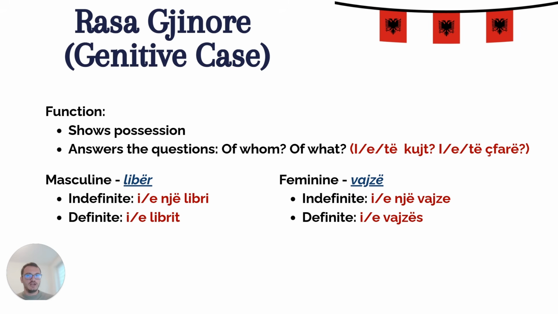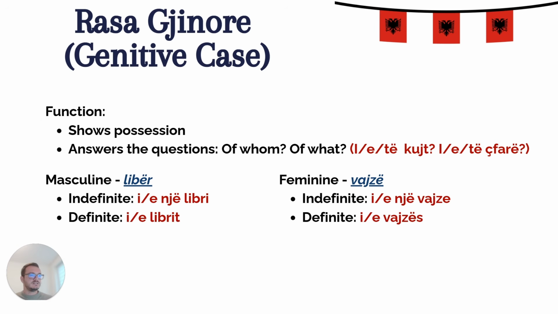Rasa gjinore. The function of the noun in the genitive case is to show possession, and it answers the questions of whom or of what, i kujt, e kujt, or të kujt, depending on the number and gender of the possessed, or i çfarë, e çfarë, or të çfarë. We will see that more concretely in the examples.